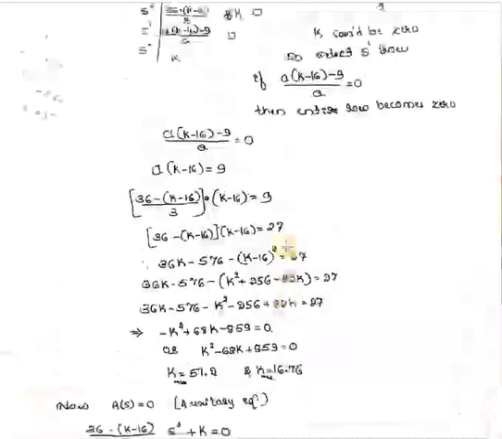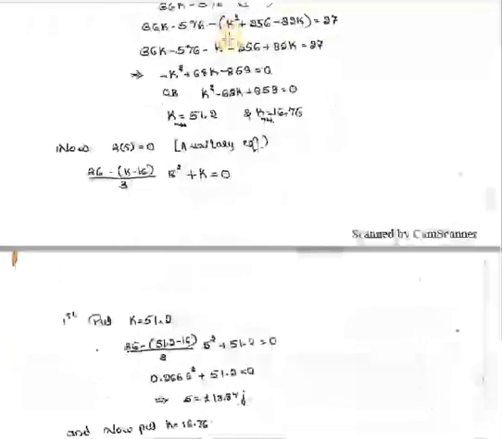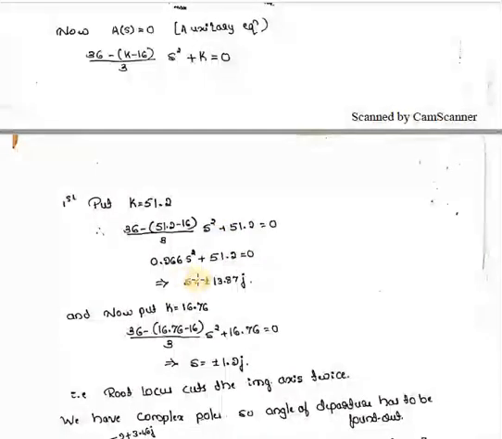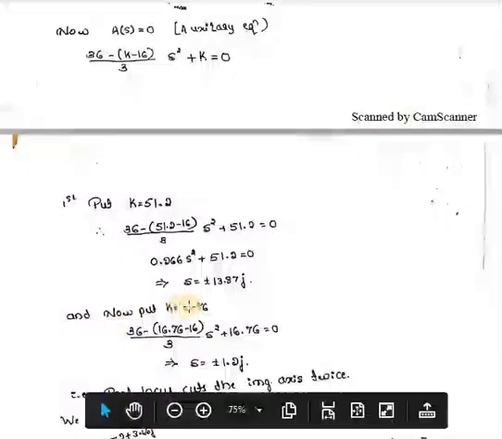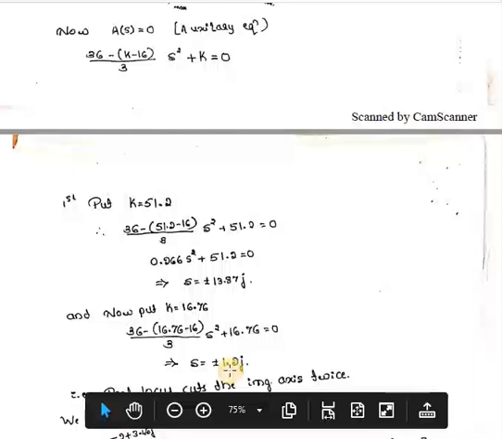Now consider the auxiliary equation, that is the row associated with s square. So this into s square plus k equal to 0. If you substitute k as 51.2, s is plus or minus 13.87j. Now substitute k as 16.76, you will get plus or minus 1.2j. That means your root locus will cut the imaginary axis twice, once at 13.87j and the second time it will cut the imaginary axis at 1.2j.